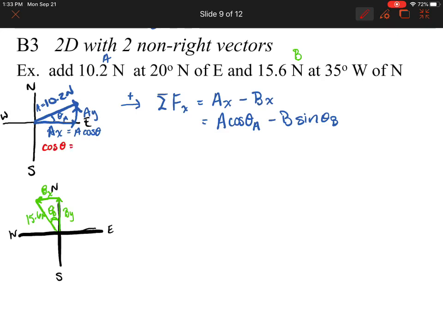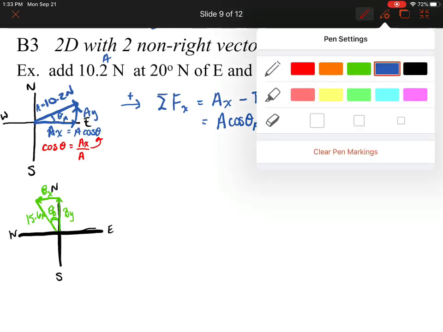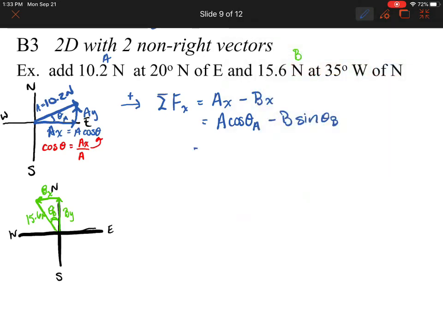You would see that that would be adjacent over hypotenuse, so that's A in the x direction divided by A, and then when you rearrange it, you get that. Okay, so just so you know, that's how I'm getting that. So what does that look like?